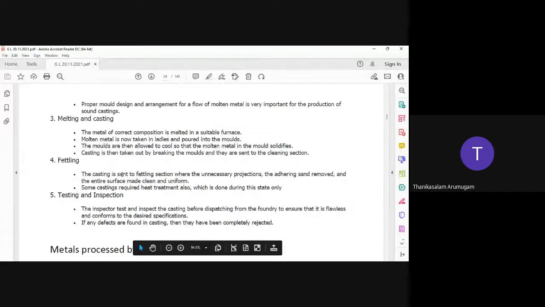Fitting means the casting is sent to the fitting section where the unnecessary projections are removed.